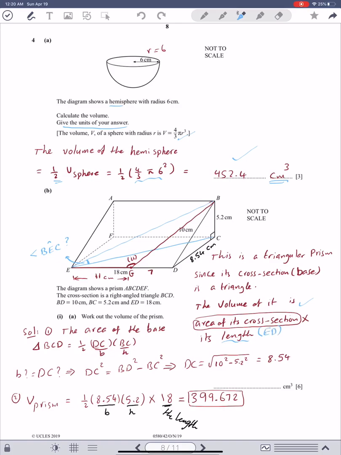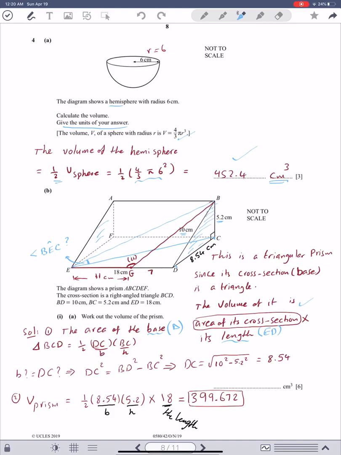To find the area of the triangle, which is the base, we must find its base. BCD, which is this one, or this one, of course, we can choose any one. This is the base, this is the height. So you must find the base. I am given this is 10, I am given this is 5.2, using Pythagoras.